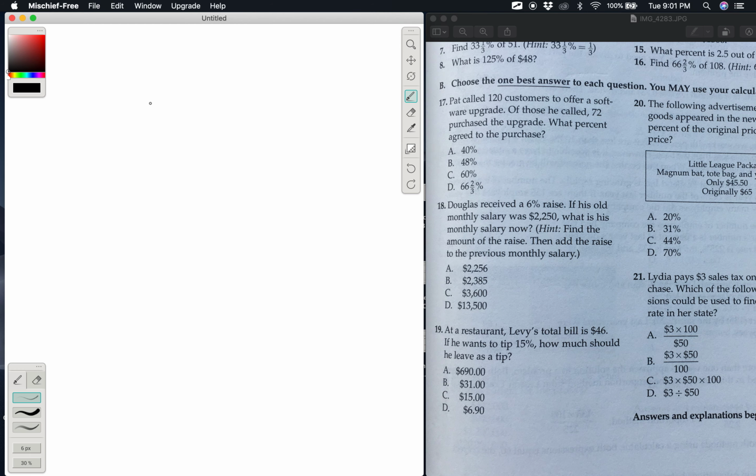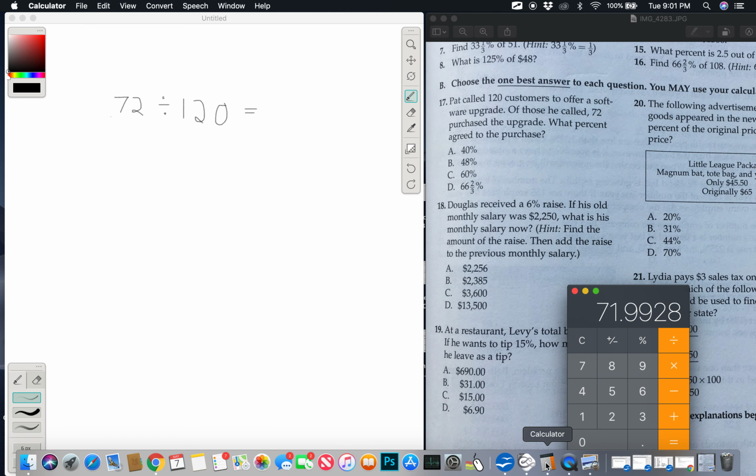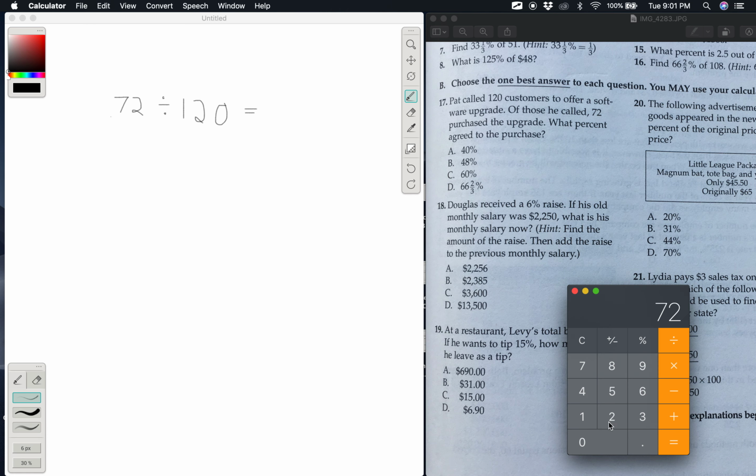So there were 120 customers, which is the base, and the part, which is 72. So remember, we need to do the part divided by the base. 72 divided by 120 equals 0.6.